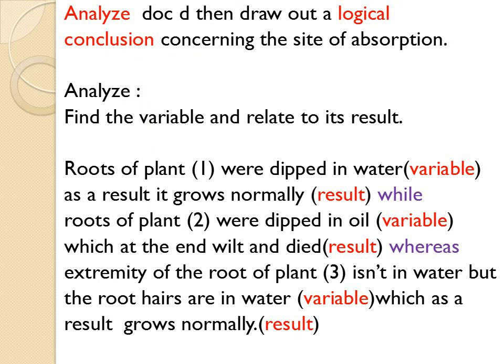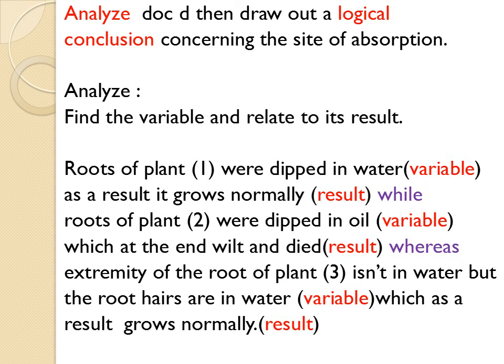The question is: analyze document D, then draw out a logical conclusion concerning the site of absorption. How do we answer the action verb analyze? Find the variable and relate it to its result. What does this mean? First, we want to find the variable, what it's doing, and the result. That means we find the cause and the result. So how will we start?